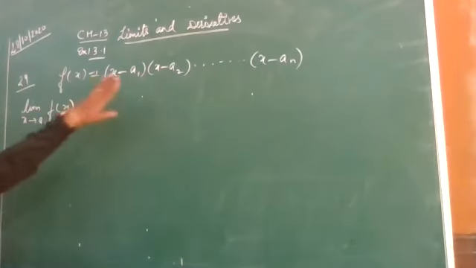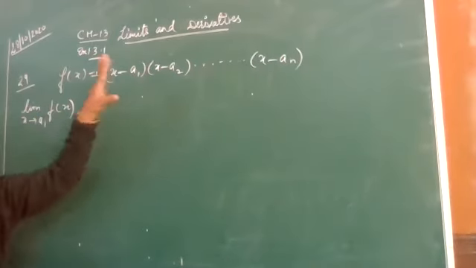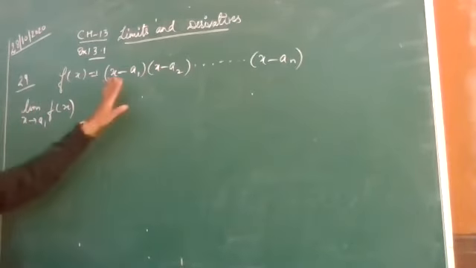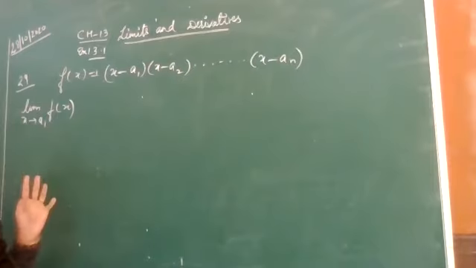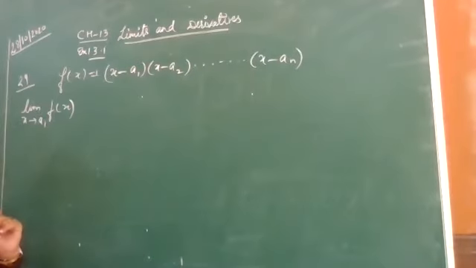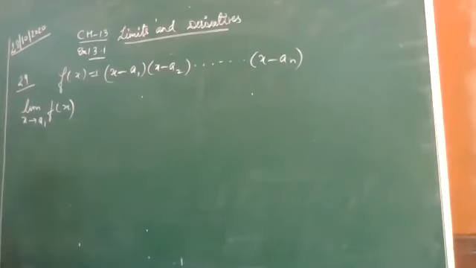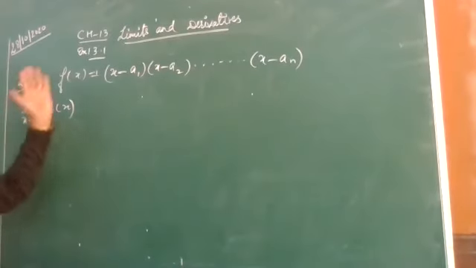Now, if we look at the function, we know that whenever we apply the limit, the function should be in its most simplified form. Can we further simplify this? No, because they are in factor form. The factor form is the most simplified form. No factor can be cancelled out, nothing can be done with this function. So we can apply the limit.